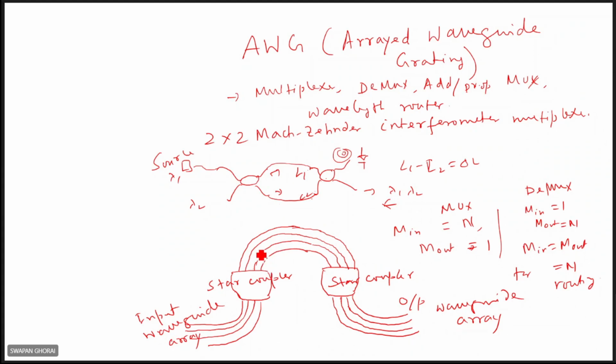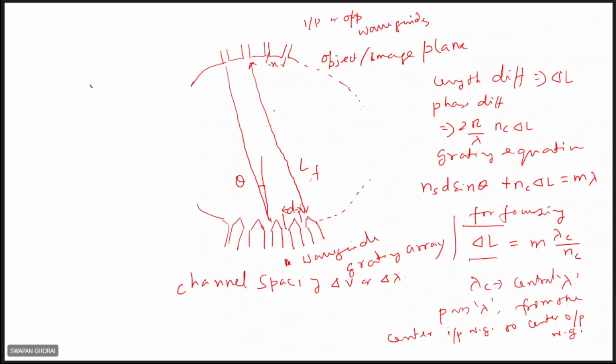So there can be several such Mach-Zehnders, right? So it can be used as a multiplexer. You can use it as a demultiplexer. So it is a multiplexer when the input is N and output is 1, right? That is a multiplexer. Demultiplexer is just the reverse. Input is 1 and output can be N, right? So that is the demultiplexer and multiplexer. And for routing, it can be any input to any output.